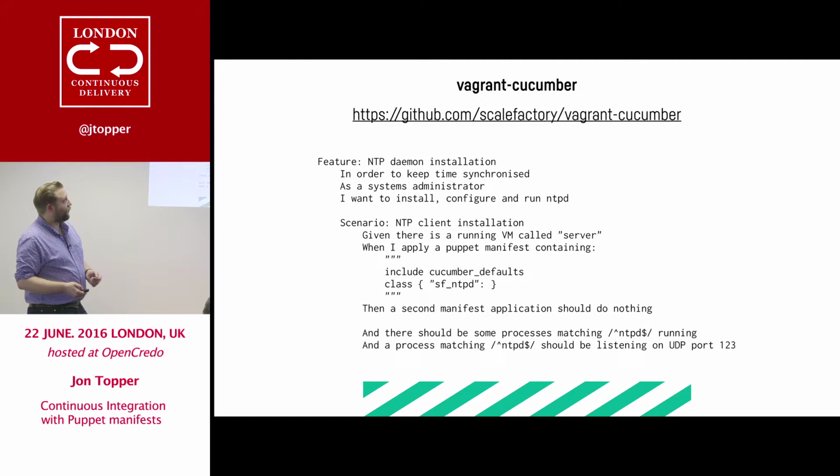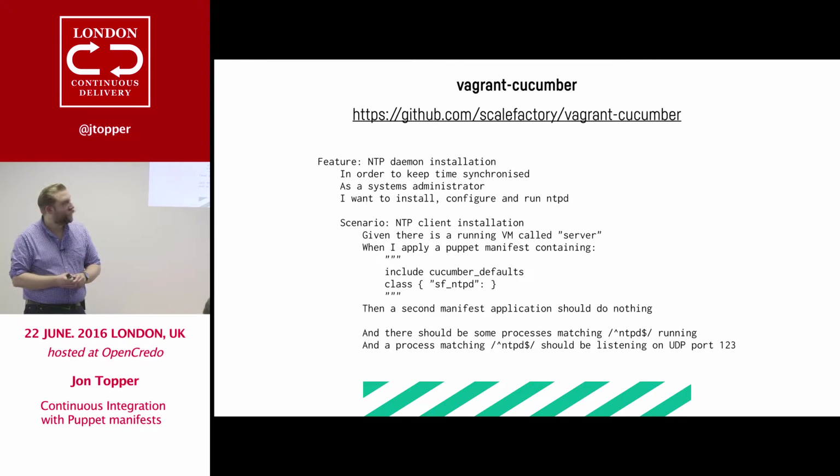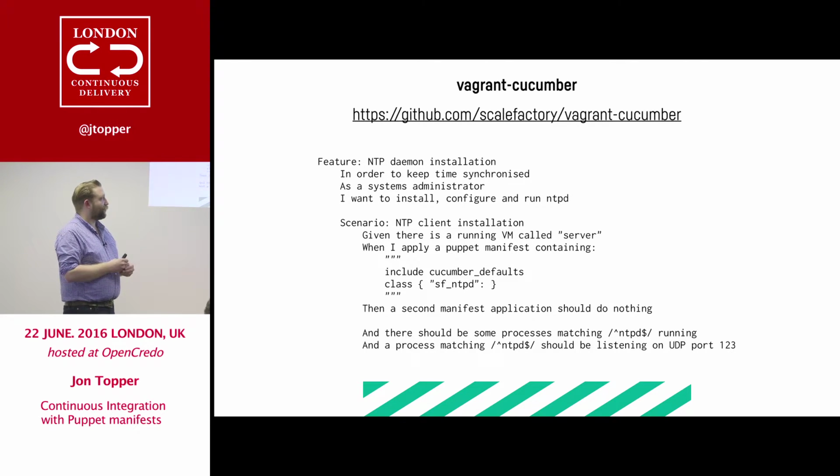And we do that with a tool called Vagrant Cucumber. So Vagrant Cucumber predates tools like Beaker and Test Kitchen. It's something that we wrote some years ago. It's basically a tool to wrap Cucumber, which is a Ruby testing tool.